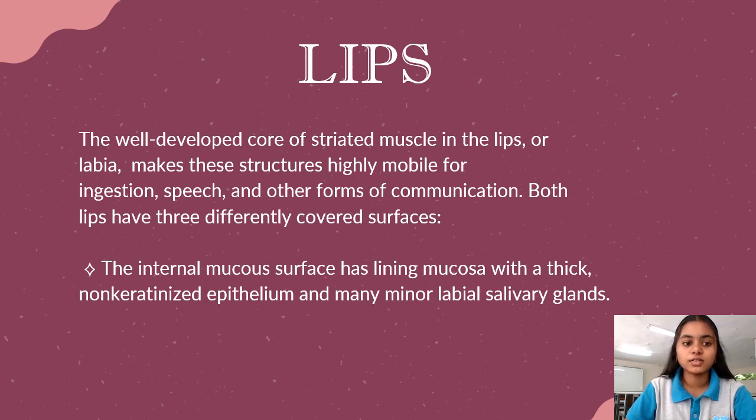Our next topic is lips. The well-developed core of striated muscle in the lips or labia makes these structures highly mobile for ingestion and speech and other forms of communication. Both lips have three differently colored surfaces. The internal mucous surface has a lining mucosa with a thick non-keratinized epithelium and many minor labial salivary glands.